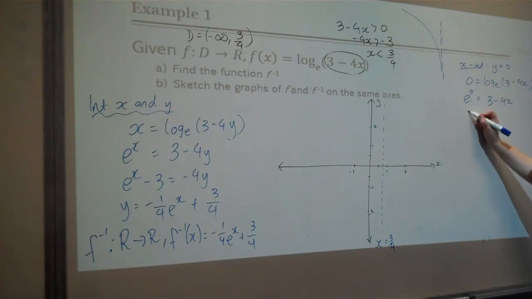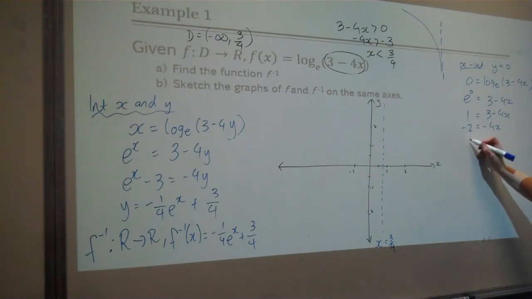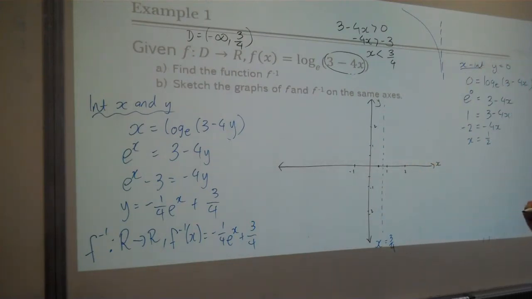e to the power of 0 equals 1. We can continue, we can subtract 3 from each side, negative 2 equals negative 4x, and now I can divide by negative 4, which would give me a half. So we know x has a value of a half. Well, that makes sense, it would be this point here. So far, so good.